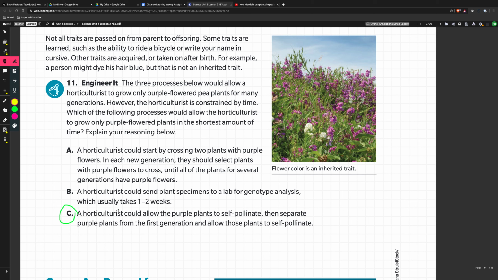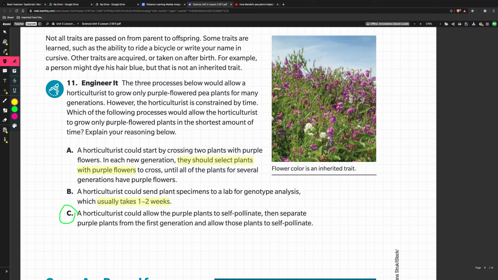Okay. So this first one says a horticulturist could start by crossing 2 plants with purple flowers, and in each new generation they're going to select them. This would work. The problem is that in this whole process they should select plants with purple flowers. So they're going to have a bunch of flowers, but then they're going to have to sort through them for the purple ones. That's going to take time. This one down here is really easy to eliminate because it says it usually takes 1 to 2 weeks. And then this last one says a horticulturalist could allow the purple plants to self-pollinate, then separate purple plants from the first generation and allow those to self-pollinate.